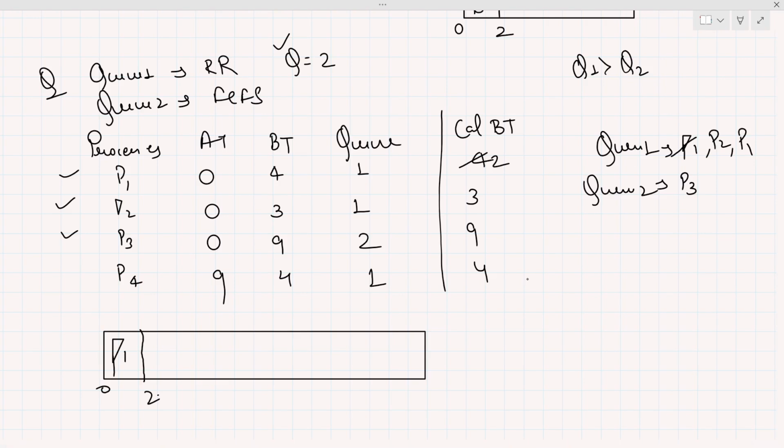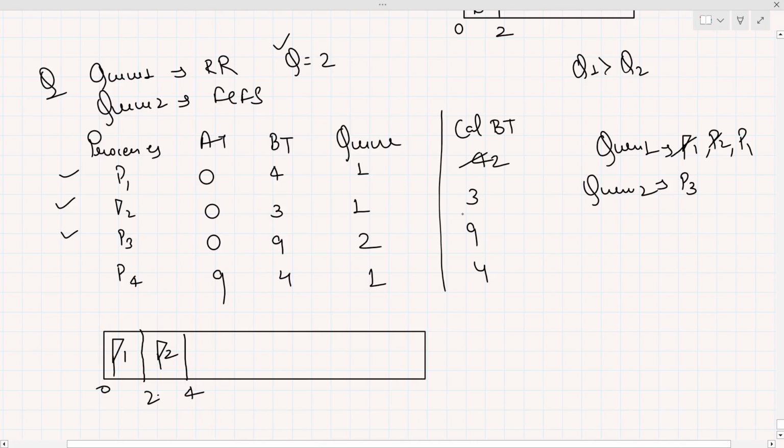If you don't know about round robin, then you have to watch the videos on how we solve a question and how we assign the processes in a round robin scheduling algorithm. So at 2 no process is available, and P1 goes again into the ready queue. After P1, P2 executes, not P3, because Q1 is highly prioritized. First we have to execute the processes available in Q1. So P2 gets the CPU and runs only 2 time quanta.